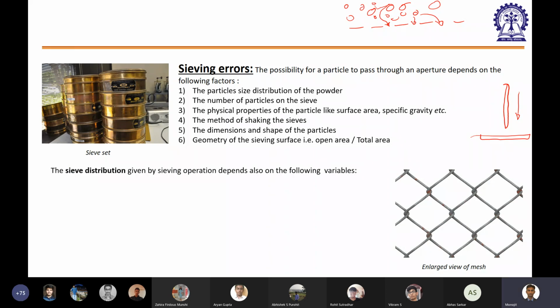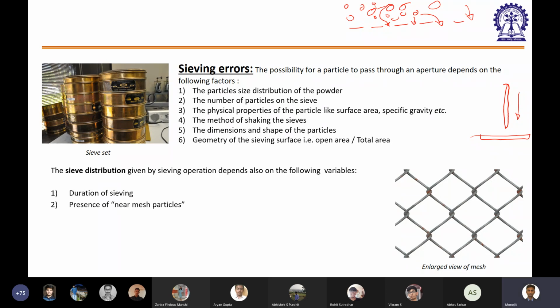So the size distribution given by the sieving operation also depends on some variables. The duration of sieving is one factor. Obviously, what I discussed: if you keep on doing the sieving process for infinite time, all the particles theoretically will get a chance to hit the bottom, and those which are smaller will pass through. So this sieving time is also a factor.